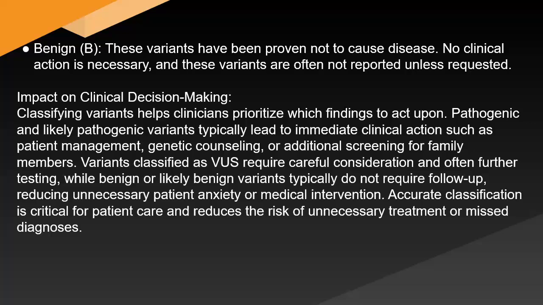Impact on clinical decision-making. Classifying variants helps clinicians prioritize which findings to act upon. Pathogenic and likely pathogenic variants typically lead to immediate clinical actions such as patient management, genetic counseling, or additional screening for family members. Variants classified as VUS require careful consideration and often further testing, while benign or likely benign variants typically do not require follow-up, reducing unnecessary patient anxiety or medical intervention. Accurate classification is critical for patient care and reduces the risk of unnecessary treatment or misdiagnosis.